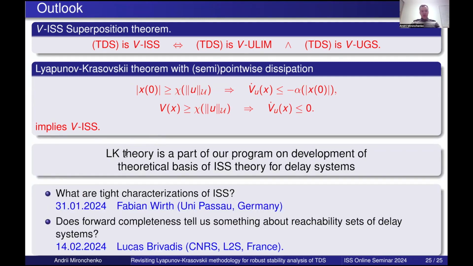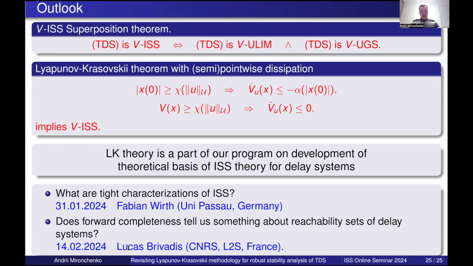Also, this development of Lyapunov-Krasovskii theory, or let's say refining this theory, is part of our program on development of a theoretical basis for ISS theory of delay systems. And there will be two other talks in this seminar series, one by Fabian Wirth in 2 weeks, on the last day of January, where Fabian will present what should be the tight characterization of the input-to-state stability property for time delay systems, whether we can relax, for example, here, uniform limit to just limit. The corresponding result was not clear from the very beginning, I would say. I find it quite interesting. So please, if you would like to know, you can come to this talk by Fabian.